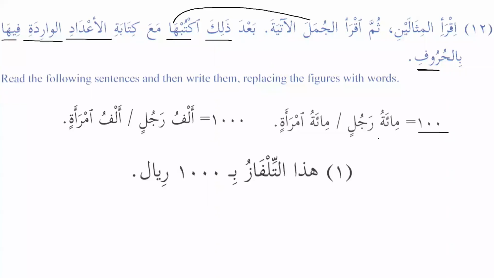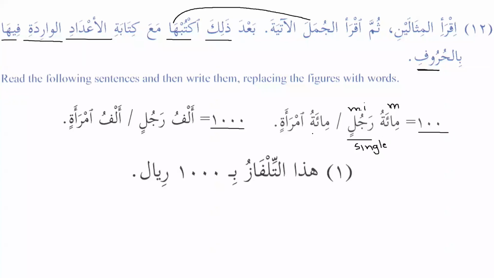Now, we have to learn two numbers. We have to learn 100 and 1,000. What is so special about these two numbers? Number one, these numbers are always used as mudaf. Always used as mudaf. That's number one. And this is called adad, and ma'dud is always mudaf ilayh. That's number one. And number two, ma'dud is always mufrad. Meaning ma'dud is always single. So whether it is masculine or feminine, doesn't matter. The ma'dud, or the thing that is being counted, has to be singular.